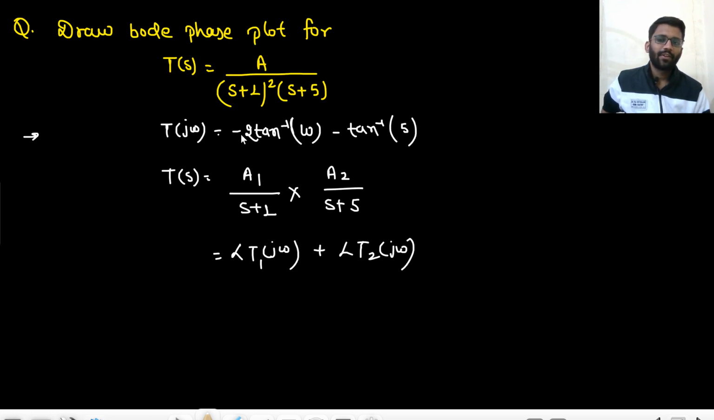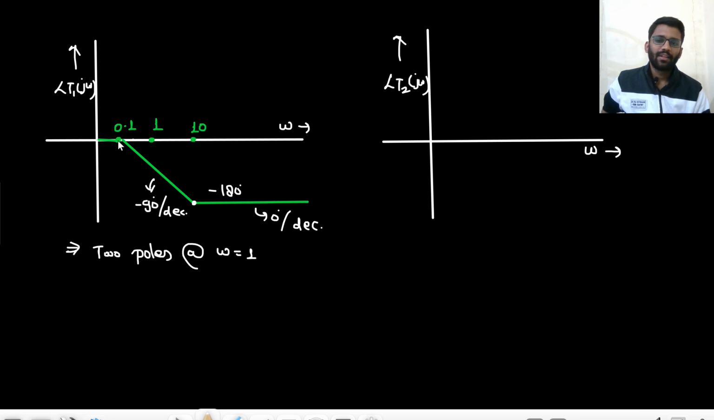Tan inverse 1 is 45. 45 into 2, minus 90. Because here it was 0 degree and the slope is minus 90 degree per decade. That means in one decade, minus 90 should increase. So this point should be minus 90 degree. So this is what I am having. Right? So this is the graph for this one.